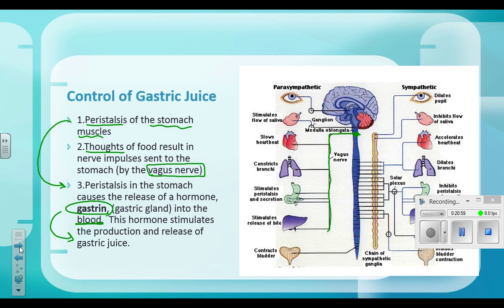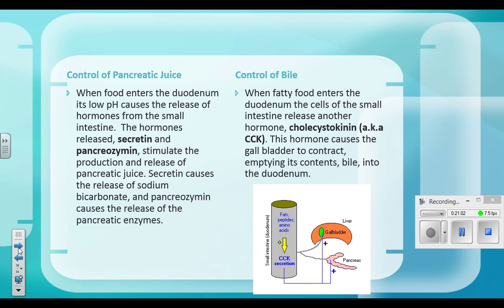So then the other hormones are involved with pancreatic juice and bile. For pancreatic juice, the stimulus for these hormones is food coming into your small intestine. So when food comes into your small intestine, the pH that's low, because it just came out of your stomach, causes hormones to be produced. Now those hormones are coming from your small intestine. There are two of them, secretin and pancreozymin.